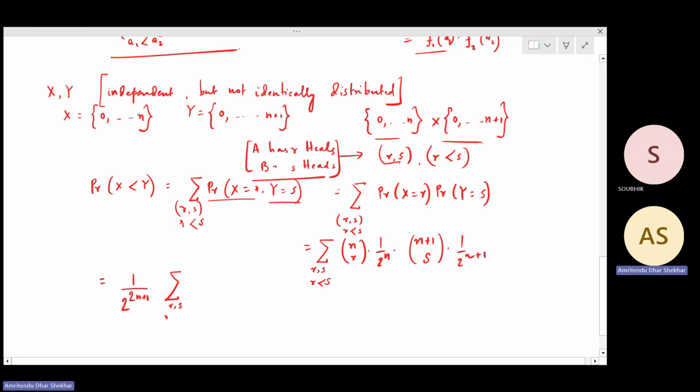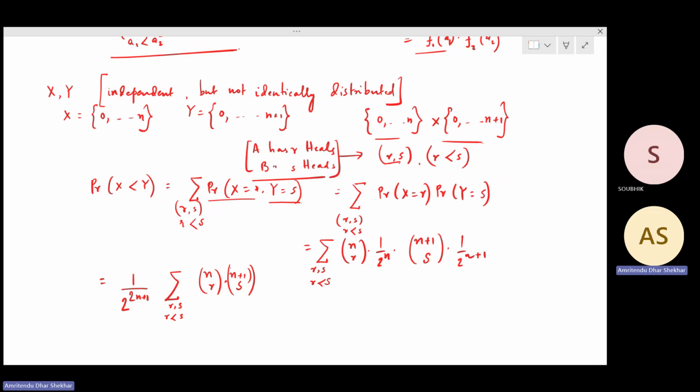times the sum over r, s, r less than s, of nCr times n plus 1 Cs. Okay. Now, this is not an easy computation, obviously. You have these binomial coefficients, and you need to take the product of the binomial coefficients. Now, this is not a trivial thing to compute.